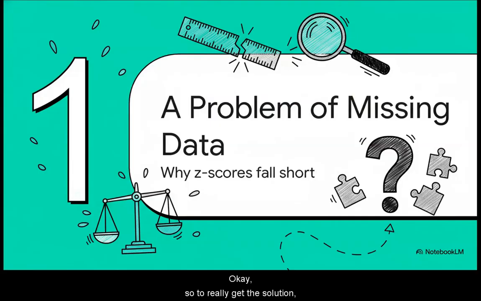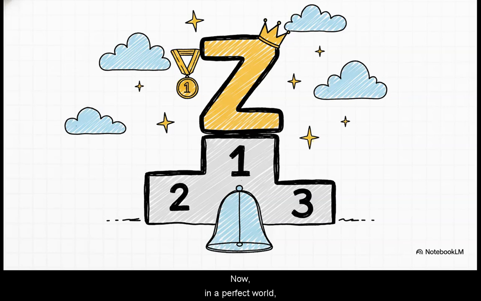Okay, so to really get the solution, we first have to understand the traditional tool that statisticians would reach for, and more importantly, why it so often just doesn't work in the real world. Now, in a perfect world, a textbook world, we'd use something called a z-score. And honestly, it's fantastic. The z-score tells us exactly how different our sample is from the entire population. It's kind of the gold standard for checking if what you found is statistically significant.